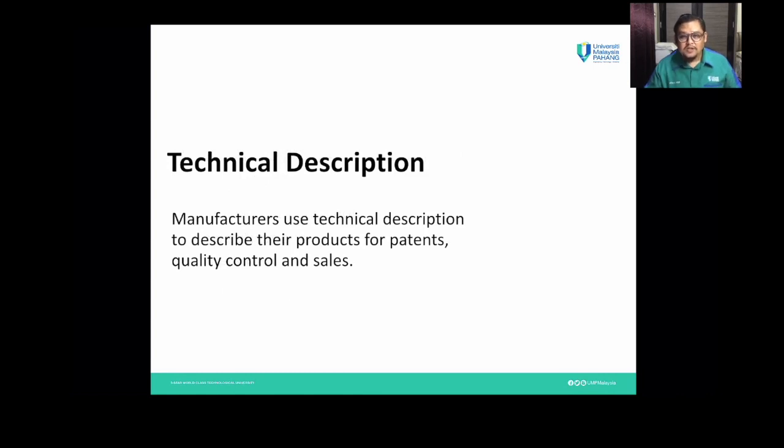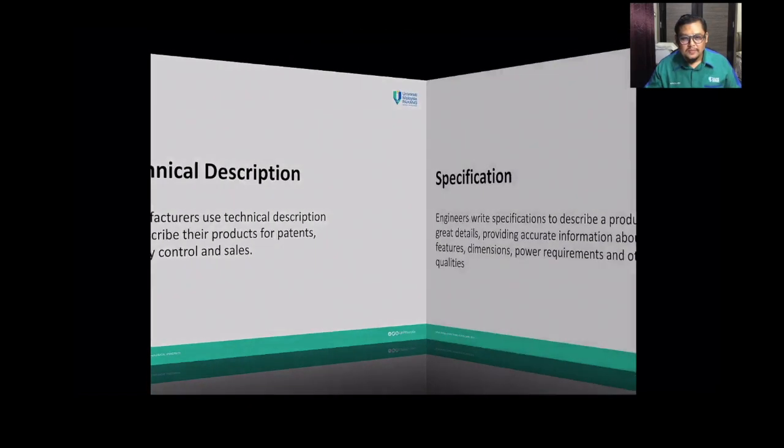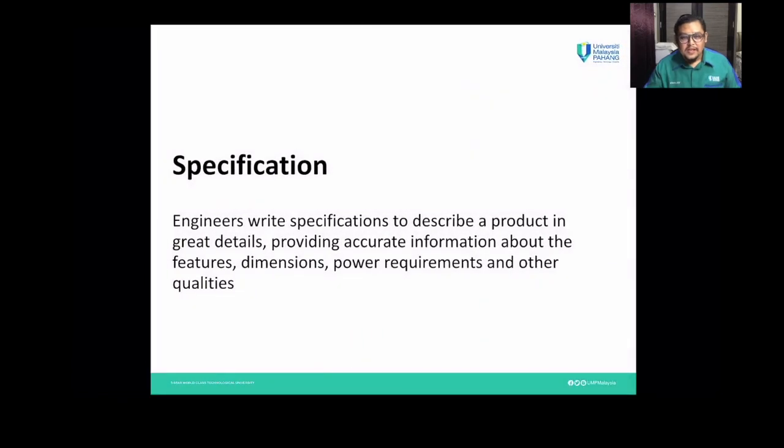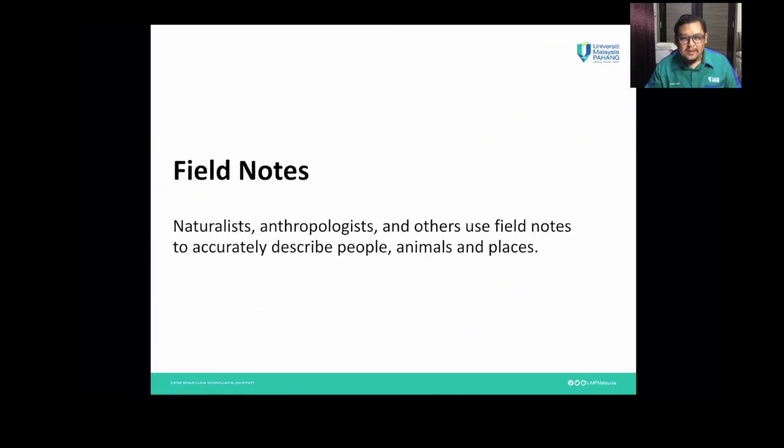Manufacturers. Well, manufacturers use technical descriptions to describe their products for patents, quality control, and sales. Engineers, on the other hand, write specifications to describe a product in great details, providing accurate information about the features, dimensions, power requirements, and other qualities. For example, like if you buy new gadgets, at the back of the box, it gives you all the details, or in fact you have manuals inside there. So those are specifications.